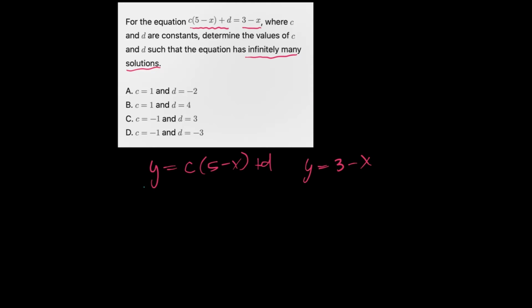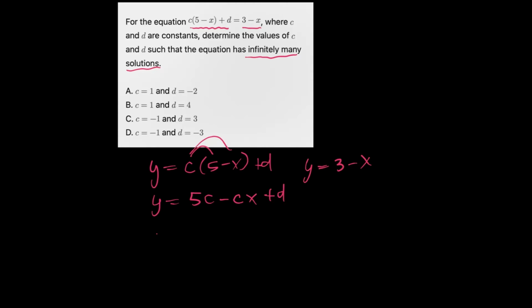Once again, the logic is that if the question started with these two and asked you to find out where they intersect, the correct instinct is to just set them both equal to each other. In this question, they're already set equal to each other, and so we're actually doing the opposite. We're separating them. Now we're trying to get them into y equals mx plus b format. So let's distribute that c. Y equals 5c minus cx, so we distributed, plus d.